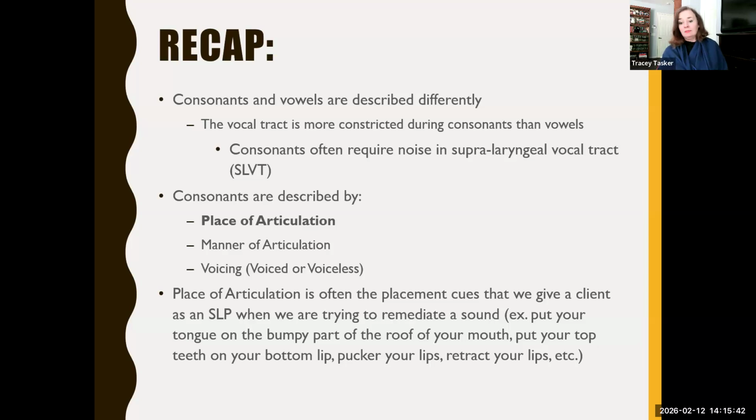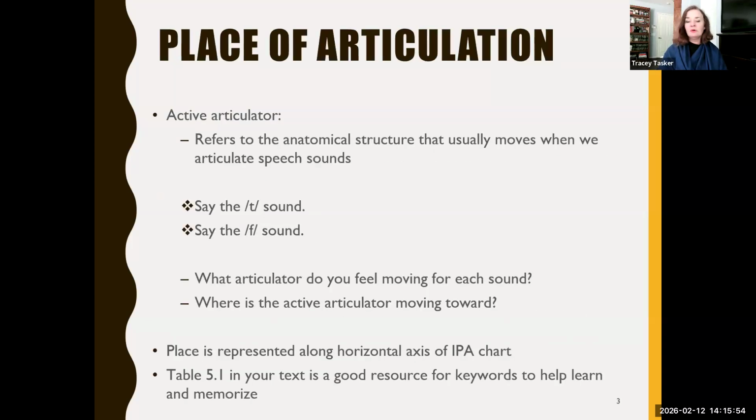Place of articulation is important to us as future speech therapists because that's basically the cues that we're giving kids, what to do with their articulators. So we have active articulators and then we have passive articulators.